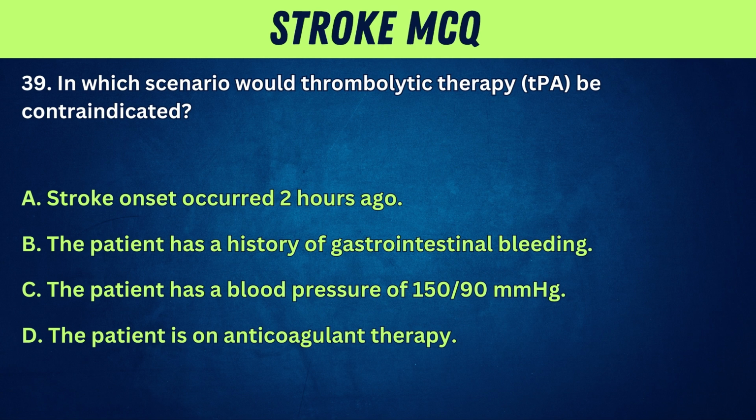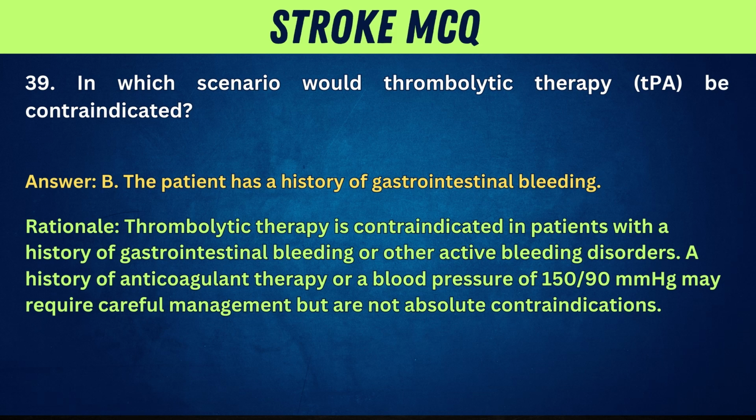39. In which scenario would thrombolytic therapy, TPA, be contraindicated? A. Stroke onset occurred 2 hours ago. B. The patient has a history of gastrointestinal bleeding. C. The patient has a blood pressure of 150/90 mmHg. D. The patient is on anticoagulant therapy. Answer: B. The patient has a history of gastrointestinal bleeding.